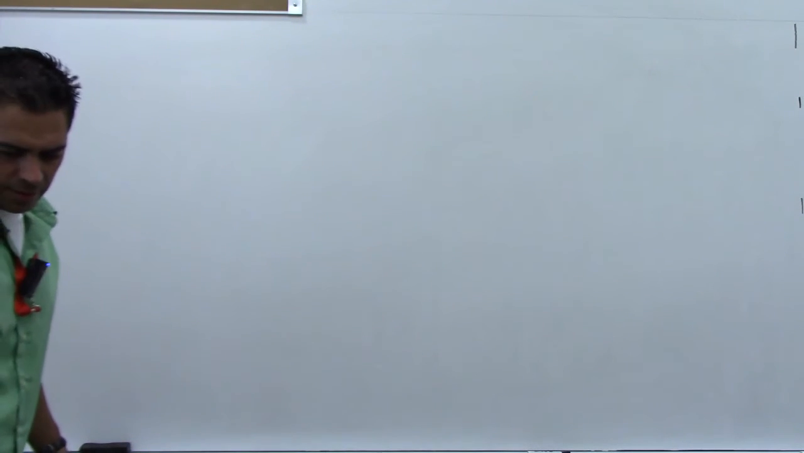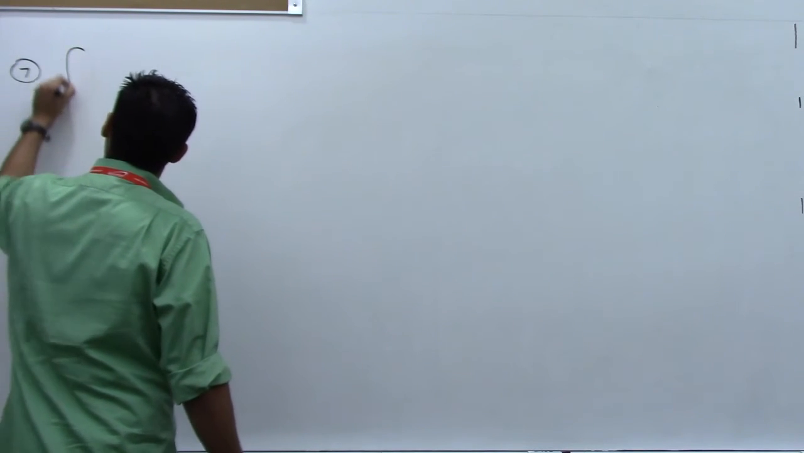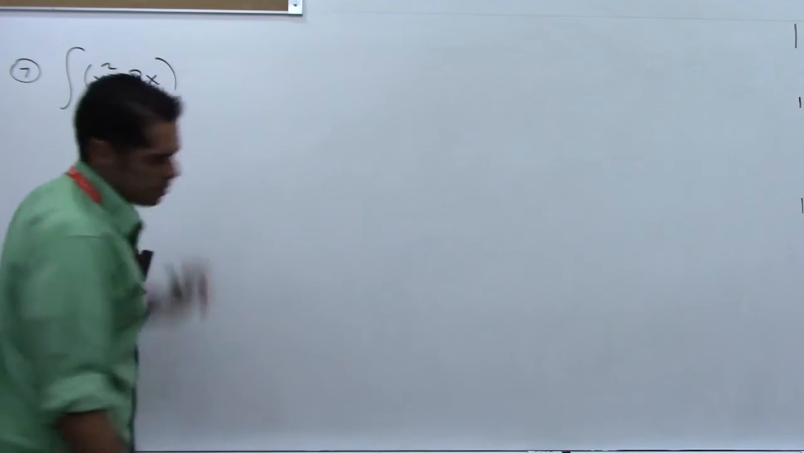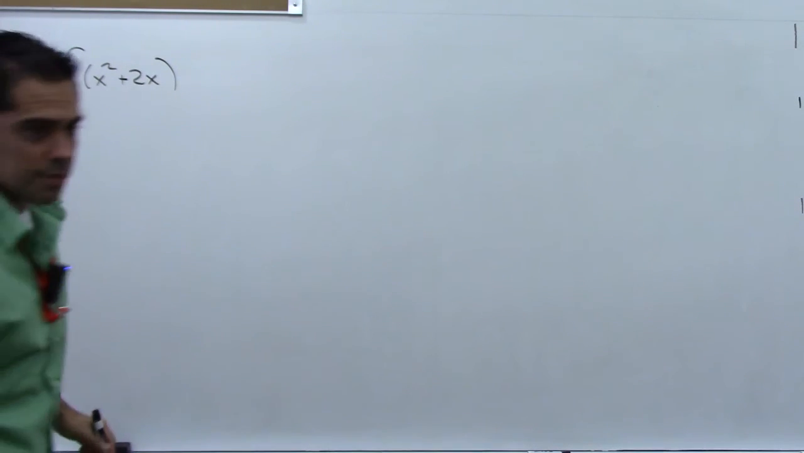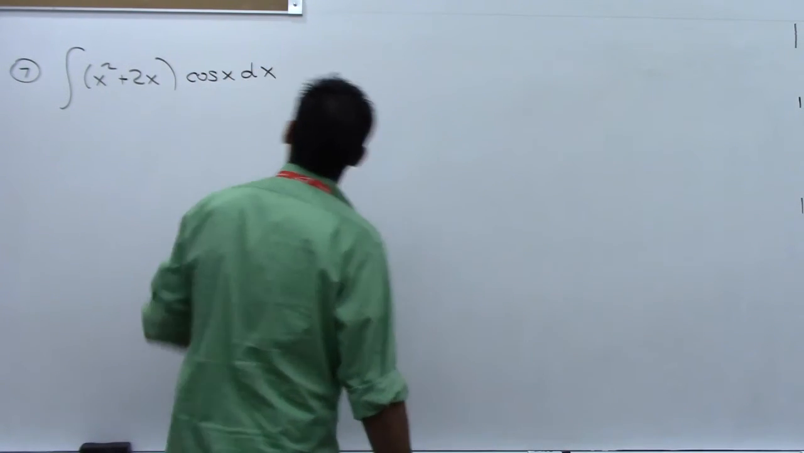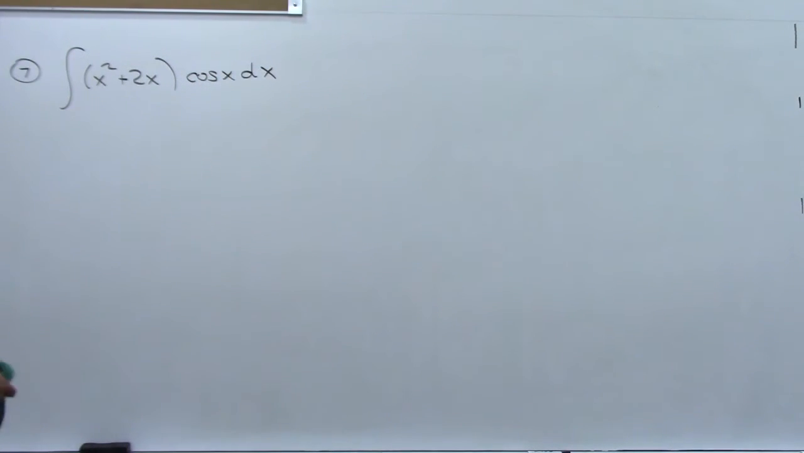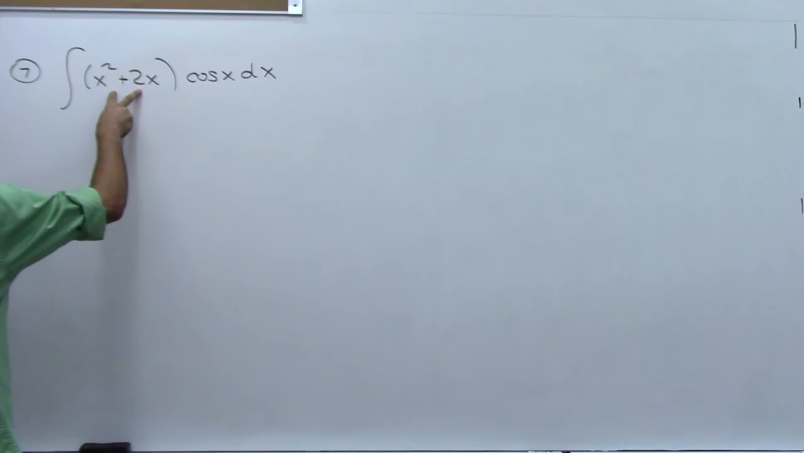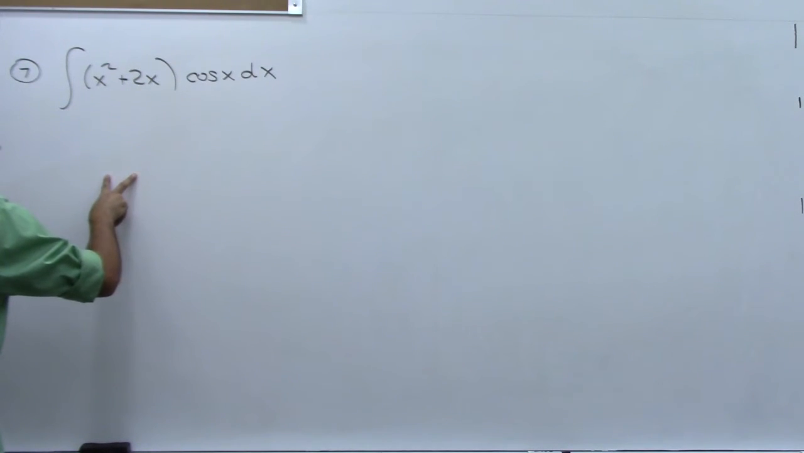Number 7. Now we start getting a little interesting. Integral of x squared plus 2x cosine x. All right. So now we have a little bit of an issue, because if we choose this to be our u, the derivative of it is 2x plus 2.